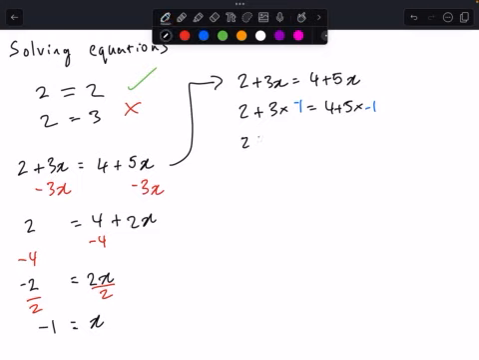PEMDAS, we have 2 plus 3 times negative 1 is negative 3, equals 4 plus 5 times negative 1 is negative 5. So we have 2 plus negative 3, or 2 minus 3, which is negative 1. And we have 4 plus negative 5, or 4 minus 5, which is also negative 1. And see, this is a true equality. Negative 1 does indeed equal negative 1. So that means the solution to this equation was indeed x equals negative 1.